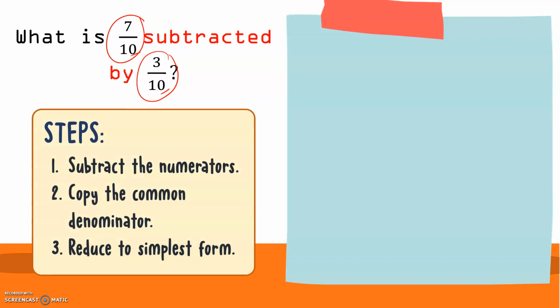These are the steps that we'll follow. Let's have 7/10 minus 3/10. According to our steps, we should subtract the numerators first. So that will be 7 minus 3 is equal to 4. Then we'll copy the common denominator, which is 10. So 7/10 minus 3/10 is equal to 4/10.